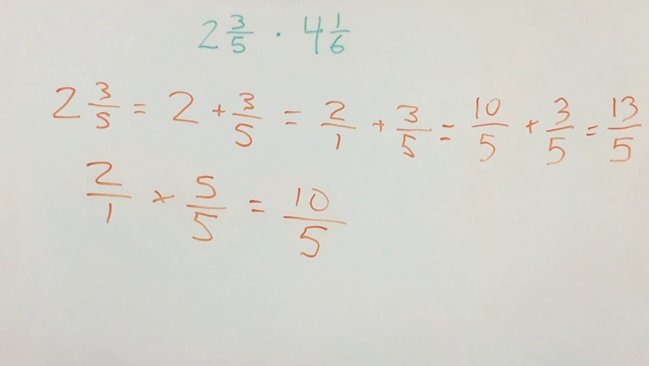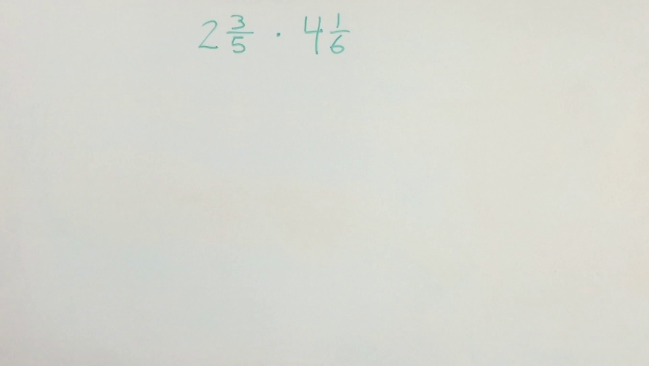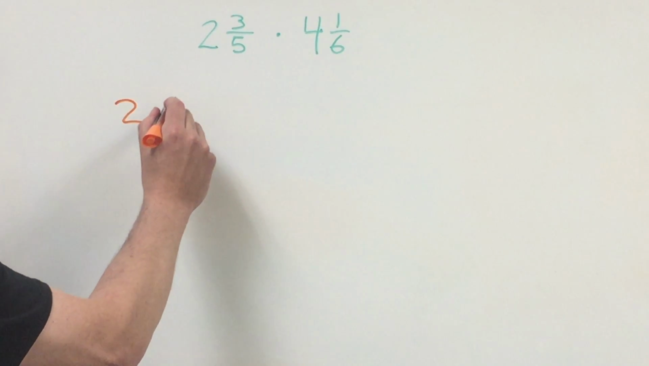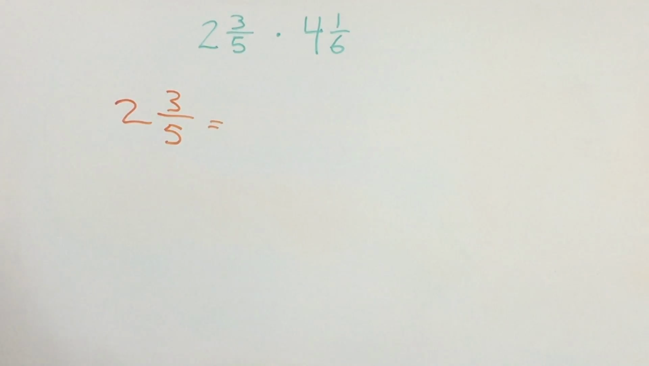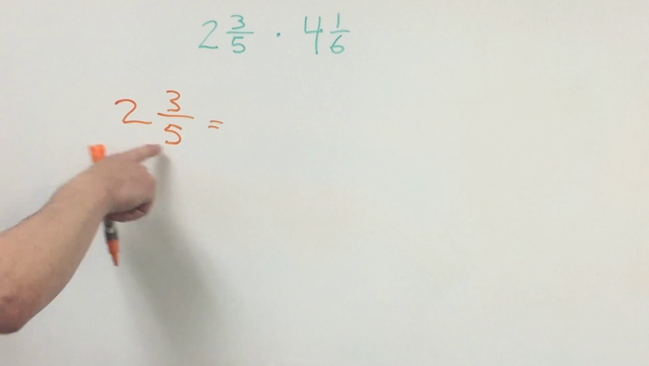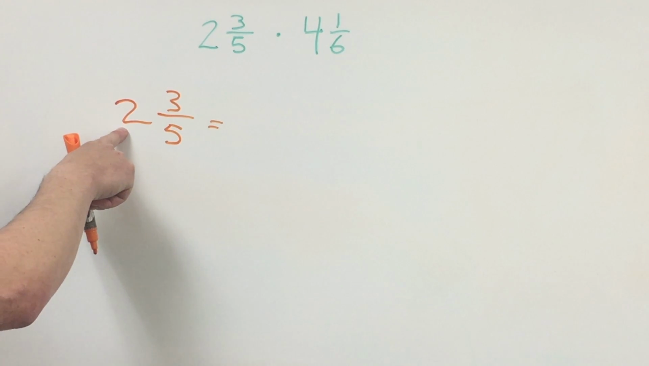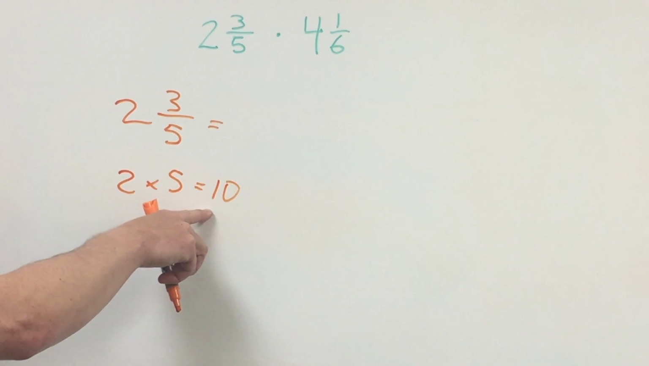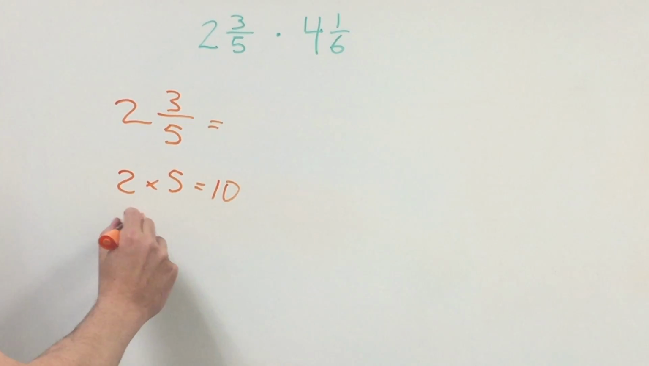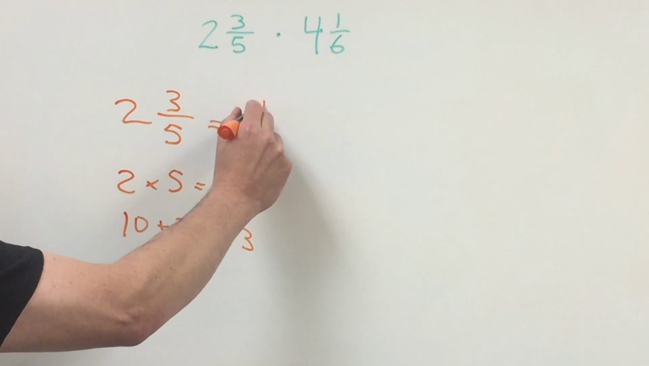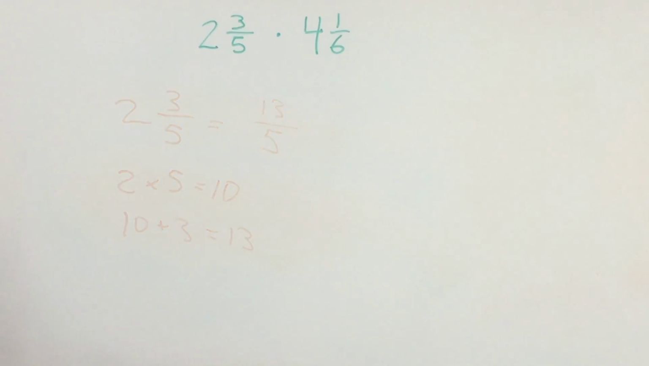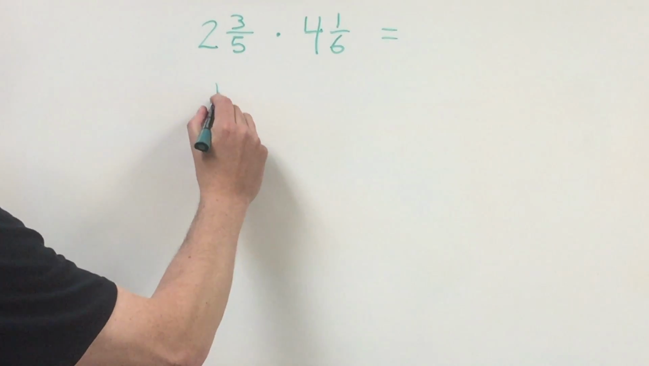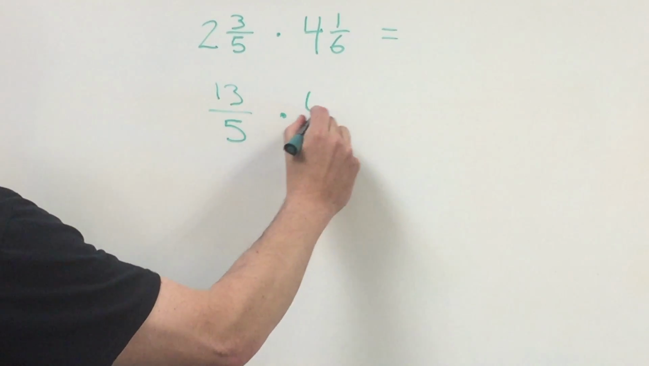So now we know that 2 3/5, a mixed fraction, is equivalent to 13/5, an improper fraction. What we just did may seem a little complicated, but it suggests a pretty easy shortcut. We can take 2 3/5 and turn it into 13/5 by multiplying the denominator of the fractional part by the whole number, 2 times 5 to get 10, and adding that to the numerator of the fractional part, and rewriting the fraction as 13/5. So we can rewrite our expression now as 13/5 times 4 1/6.